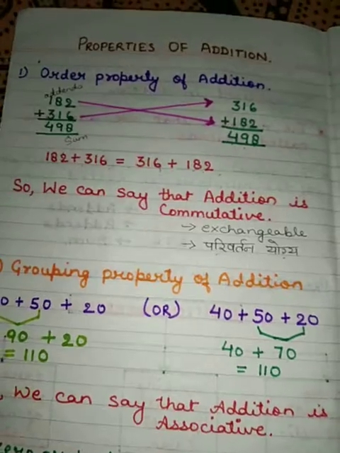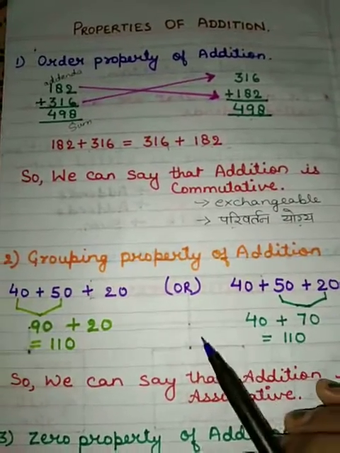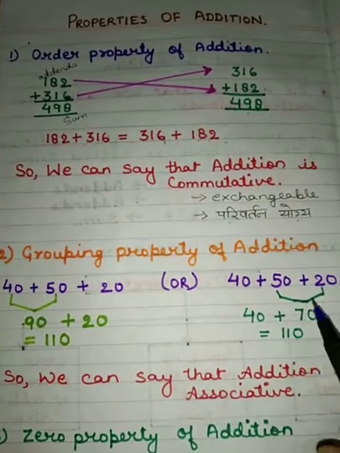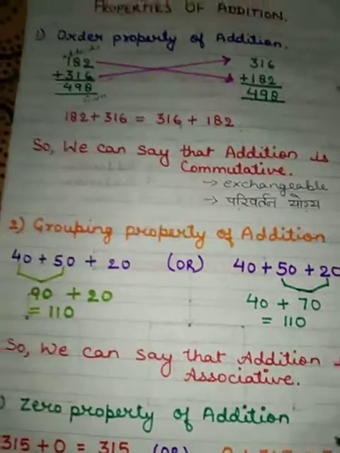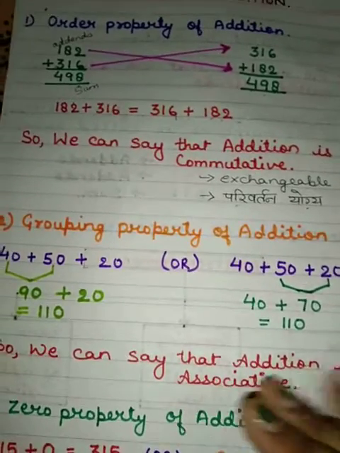So in addition we can change the group when we are adding. The answer will come the same only. So we can say that addition is associative. We can change the group of the numbers.